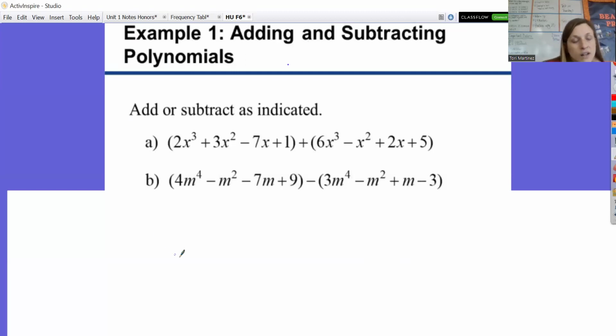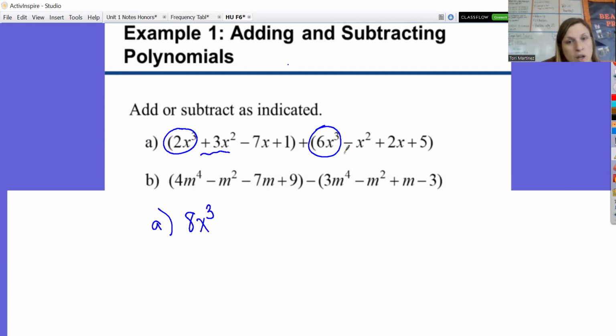If we were asked to add or subtract, again, we combine like terms. Here I have a 2x cubed, plus another 6x cubed. So I want to add those together. 2 plus 6, we just add the coefficients, gives us 8x cubed. Notice we don't change the variable or the exponent. Then we combine our x squareds: 3x squared plus negative, this is an imaginary 1, 1x squared, is 2, so positive 2x squared.